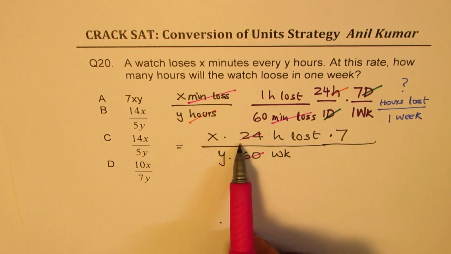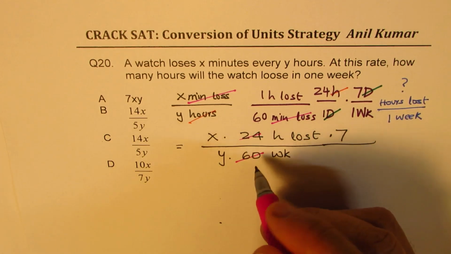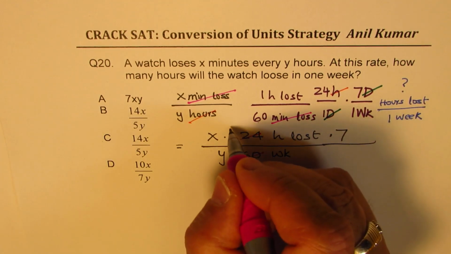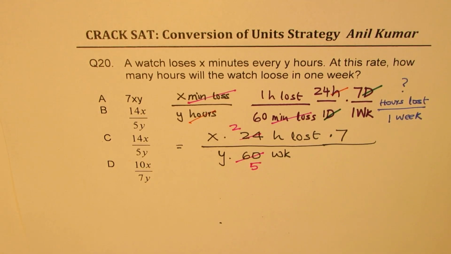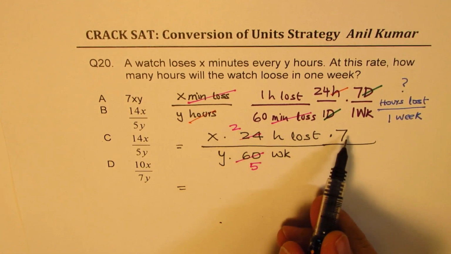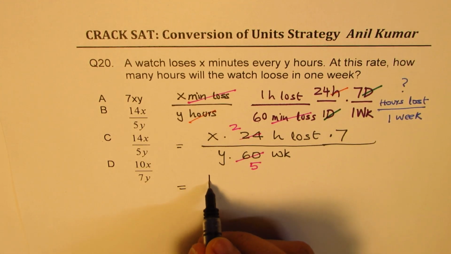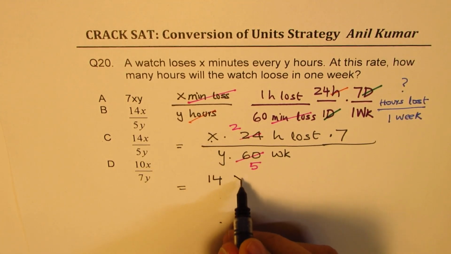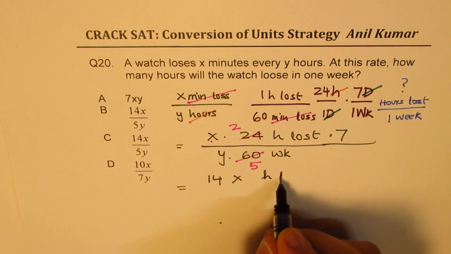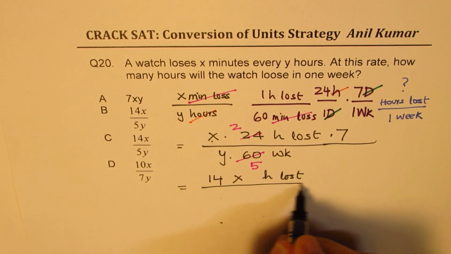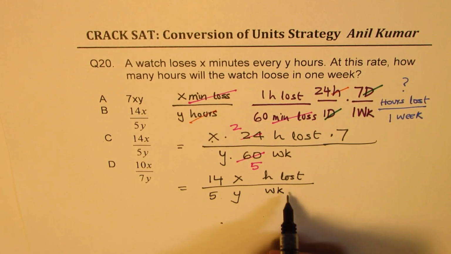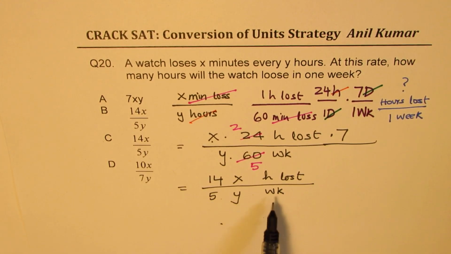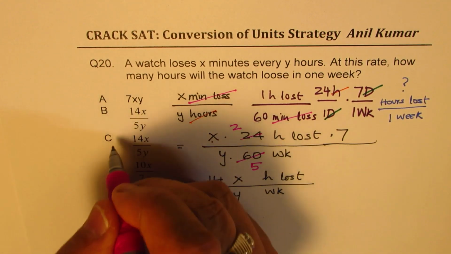So what we have here is X times 24 over 60. You could divide these by 12. So 12 times 2 and 12 times 5. So what do we get? We get 2 times 7 as 14 X hours lost in 5 Y weeks. Do you see that? So we get our answer in hours lost over weeks, and the choice is clearly C.